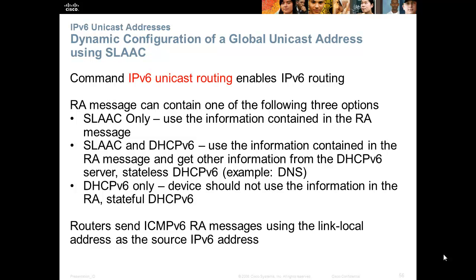Note that these router advertisement and router solicitation messages will use our link local address as the source IPv6 address. So we're communicating on the local link here, we're communicating within our LAN essentially, and we will use our link local address instead of our global unicast address to do this.